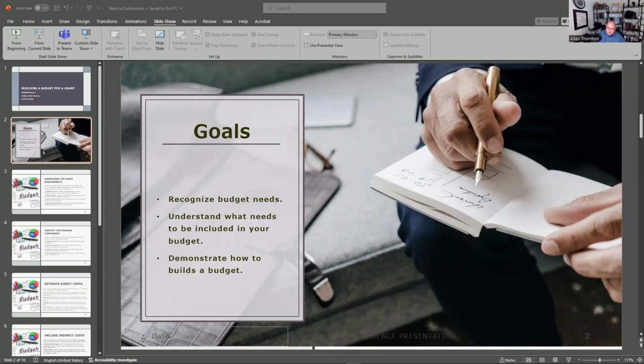There are certain things that maybe you don't have to put in there. If you're going to go buy paper cups or something, that's an incidental. Maybe that's not going to be included in it. Maybe you're paying for that out of a separate fund, because that's another thing you want to think about: where all your funding is coming from to build your budget. And hopefully by the time we're done with this, you can demonstrate how to build a budget.